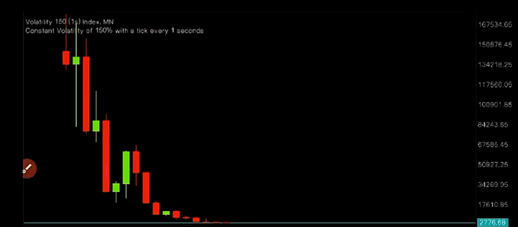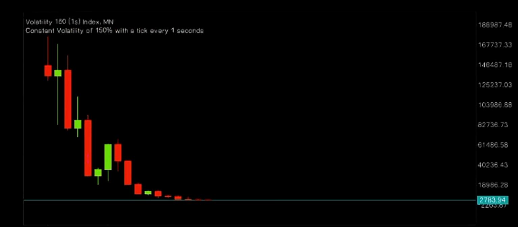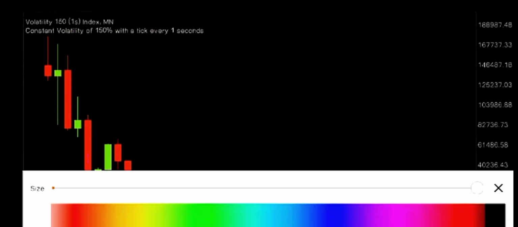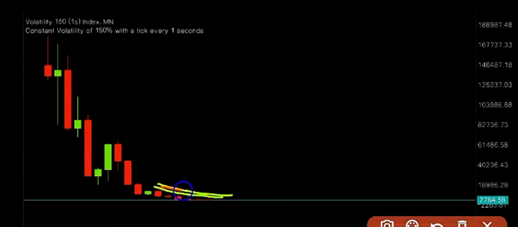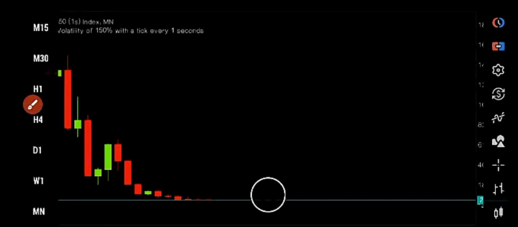The top-down analysis starts from the monthly time frame. So basically what is happening over here, you can see the market is just selling. There's nothing to discuss. With this basic idea, we know that as we go into the lower time frames, we're just going to be looking for selling opportunities.